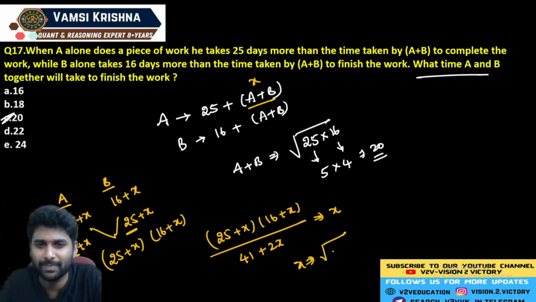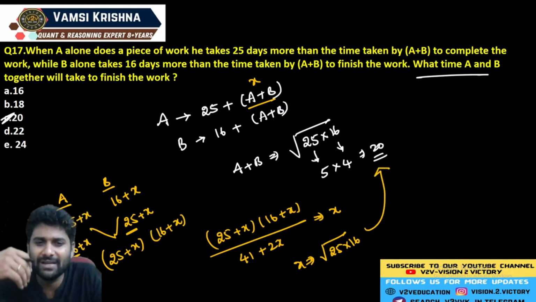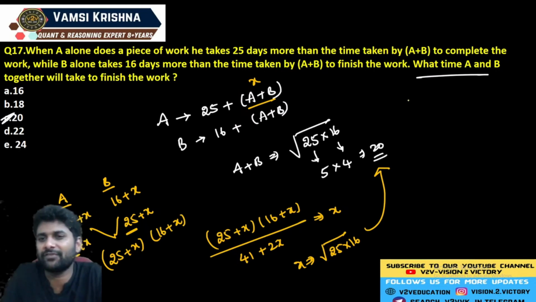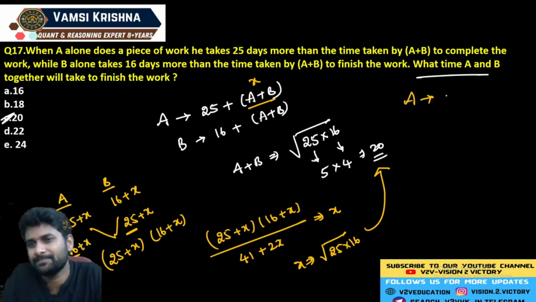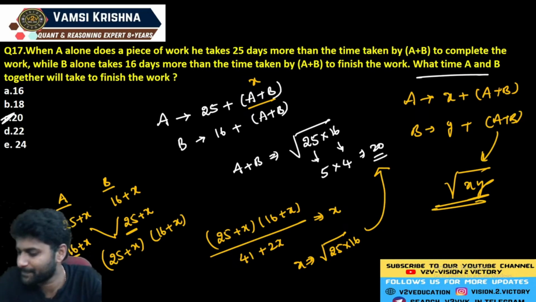So here the X value should be the multiplication of 25 and 16. Here again you will get 20. It takes too much time. That's why make it short. If you understand the concept, if any question says A takes X days more than A and B together, and B takes Y days more than A and B together, then the number of days A and B take together is the square root of XY.